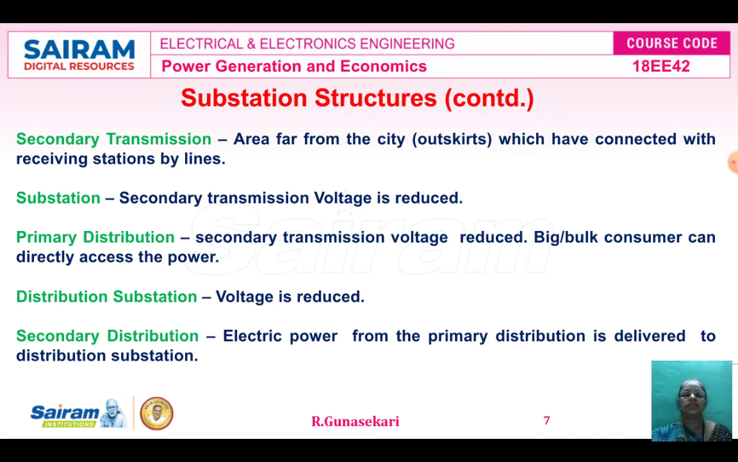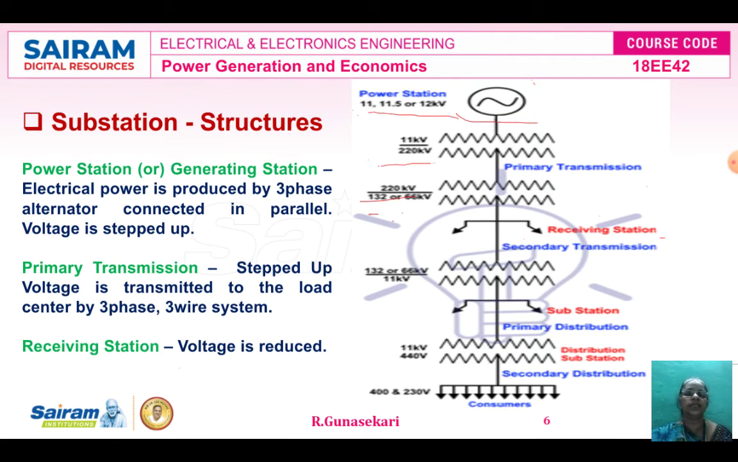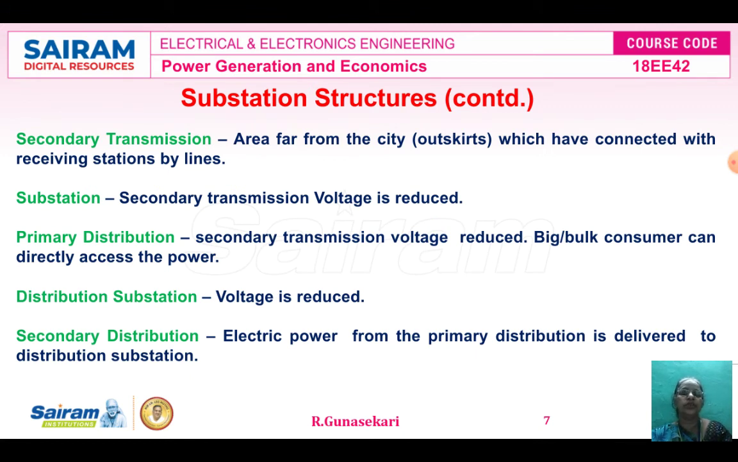Okay, and then the next is the substation. The substation means the secondary transmission voltage is reduced. What is the secondary transmission voltage? 132 kV or 66 kV. This is the secondary transmission voltage. Again, this voltage is stepped down to 11 kV. That is called the substation. So the secondary transmission voltage is reduced to 11 kV, and that is called the substation.